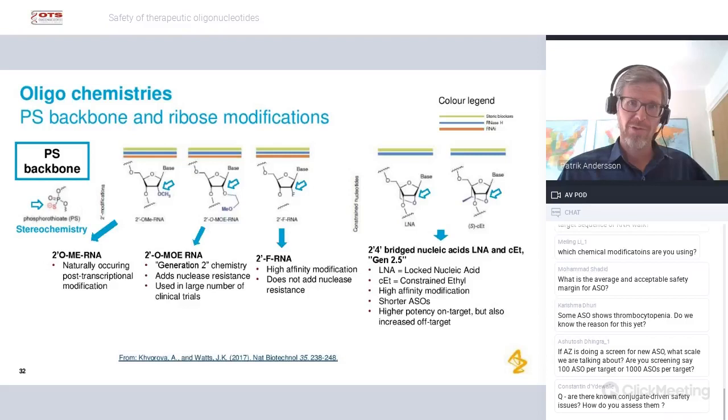I should also mention the O-methyl RNA and the fluoro, which are very, very common substitutions in siRNA. The more modern siRNAs are heavily modified, with also some PS backbone modifications in the ends, giving them better nuclease resistance there as well.